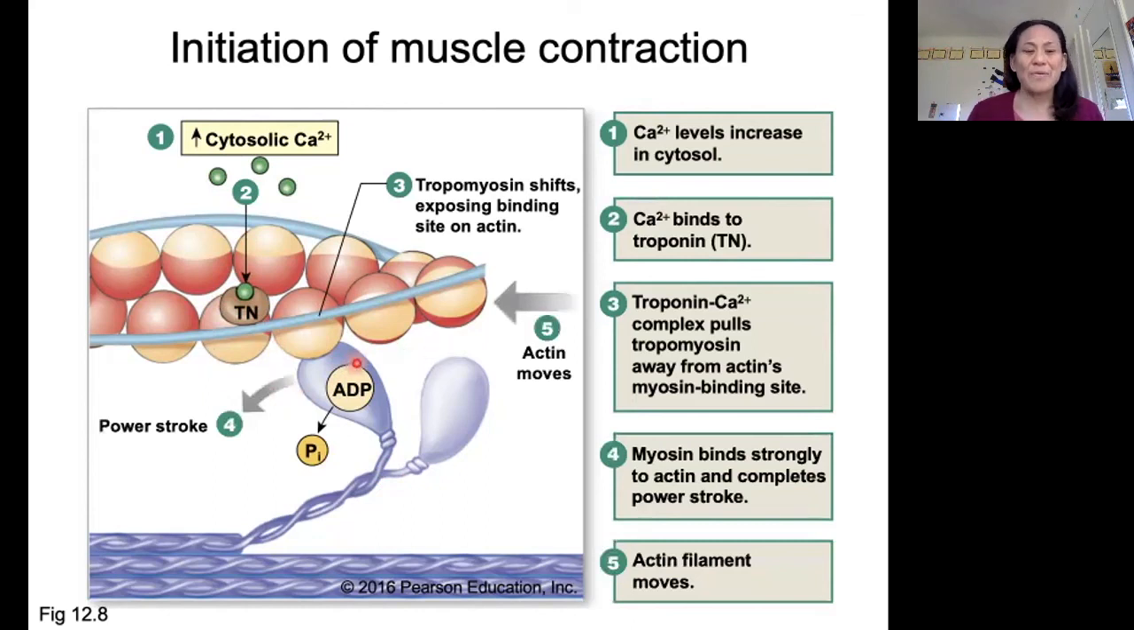So remember that we're going to move the thin filament relative to the thick filament. But in order to do that, we needed that myosin to be able to access that actin and grab onto it tightly so it could do that movement.